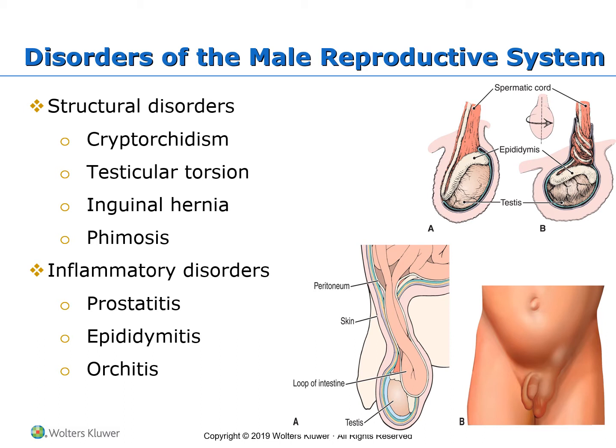Most of the testes that are so-called undescended at birth will descend by 1 year of age. Whenever that doesn't happen, there is a need for a surgical correction.